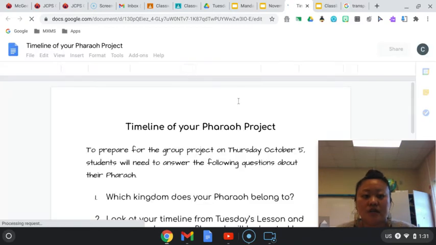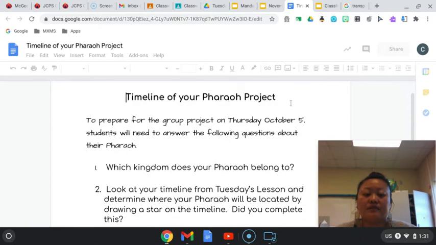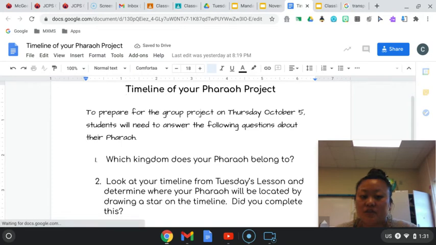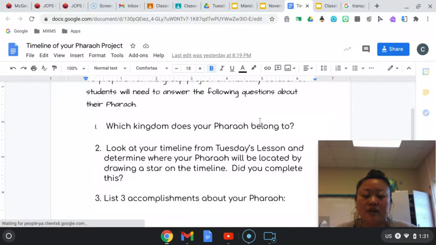And in your worksheet, timeline of your Pharaoh project. To prepare for the group project on Thursday, students will need to answer the following questions about their Pharaoh. And this is about the Pharaoh that you picked for your project. There are 3 simple questions here.